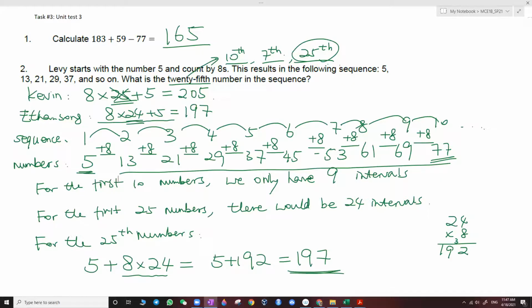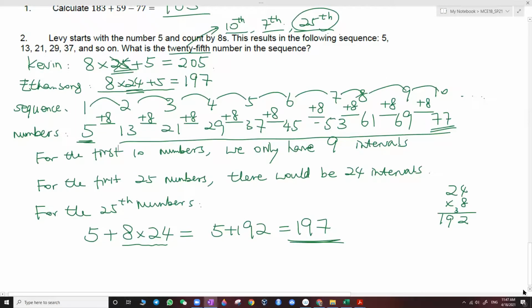Another method. Jerry, you have another method. Go ahead. What did you do? The 25th equals 25 times 8 minus 3 equals 197. So can you say that again? What did you do? You said 25 times 8 and minus 3 equals 197.